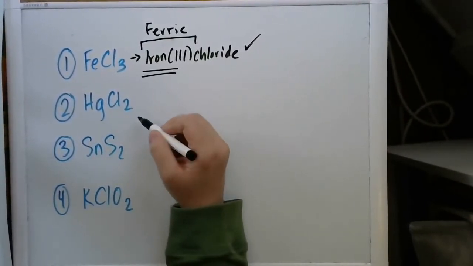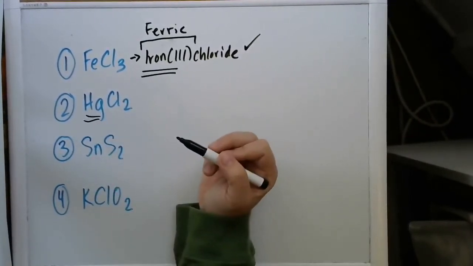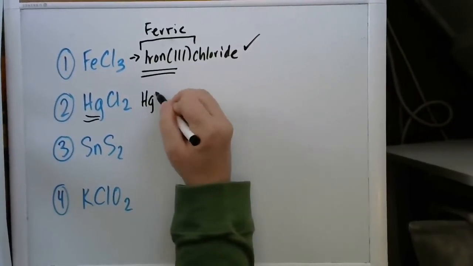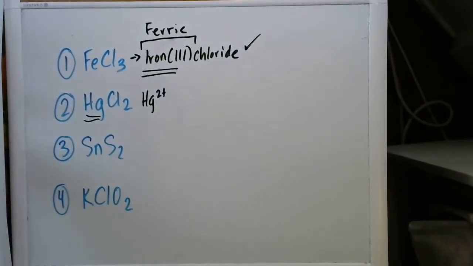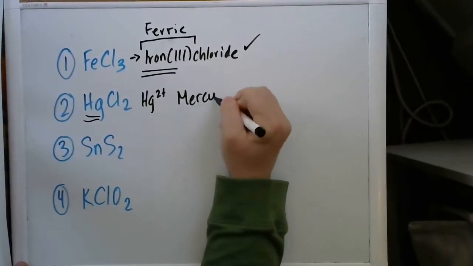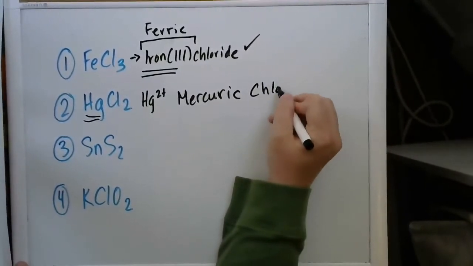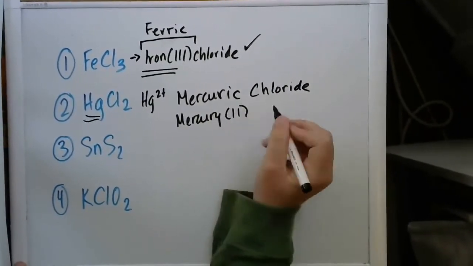We have HgCl2 here. So we see right away that this mercury that's here is Hg2+. Okay, so our possibilities for mercury are going to be a mercury with a positive 2 charge and a mercury with a positive 1 charge. So this is a positive 2 charge. So again, the thing that is more positively charged would have an -ic ending. So this would be mercuric chloride or mercury(II) chloride.